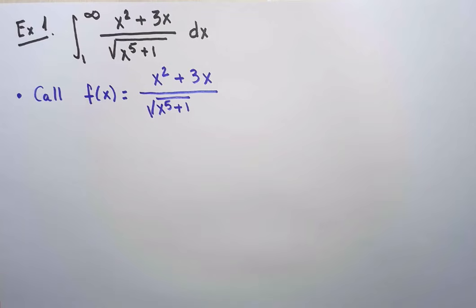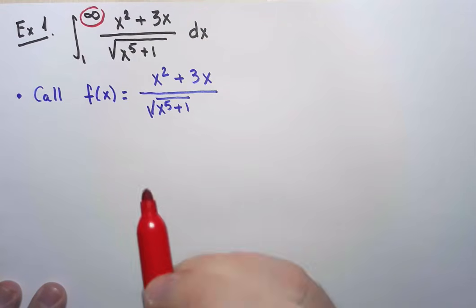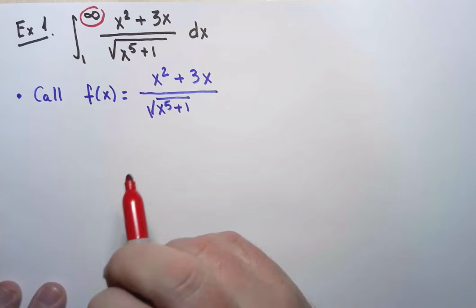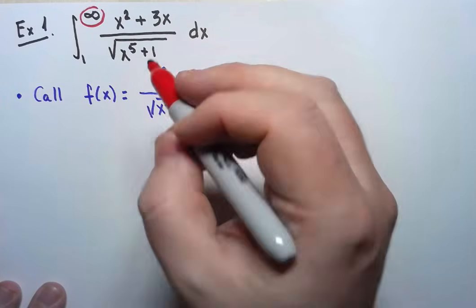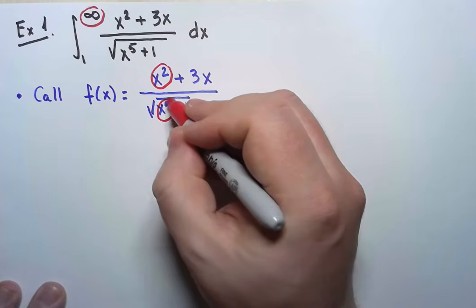For simplicity, I'm going to give a name to this function. Now, this integral is improper because the domain goes all the way to infinity. So for the purpose of convergence or divergence, the only thing that matters is what happens when x is large. Well, when x is large, between x squared and 3x, the dominant term is x squared. And in the bottom, x to the 5 is the dominant term.